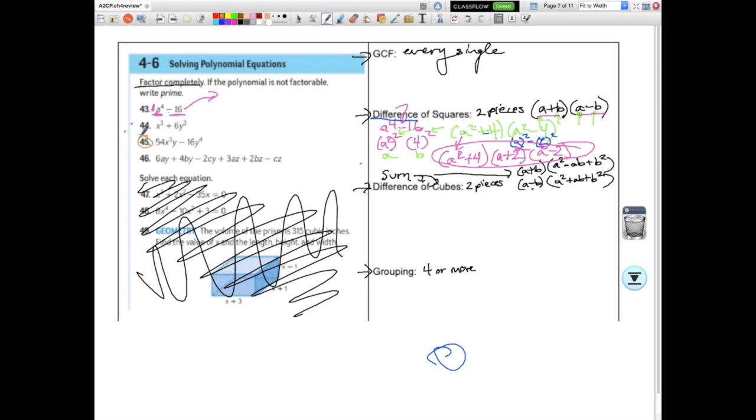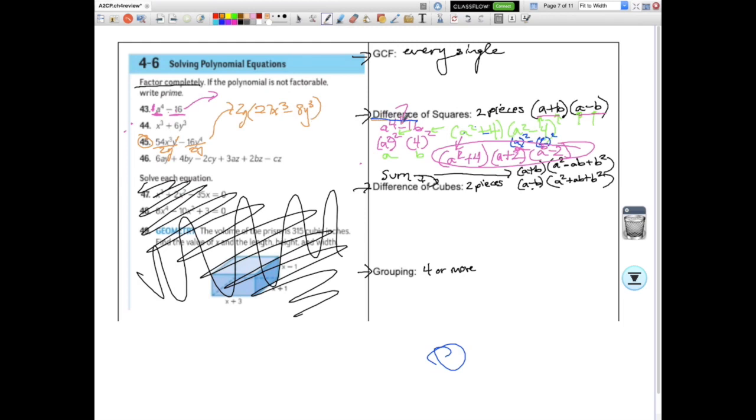This problem, I notice in 45, there's a lot going on. I think I can divide each piece by 2. And I can divide each piece by y, there's a y in both, so I can use my lowest power, just a y. So if I were to start solving this one, I can GCF out a 2y, and I'm left with 27x to the third minus 8y to the third.